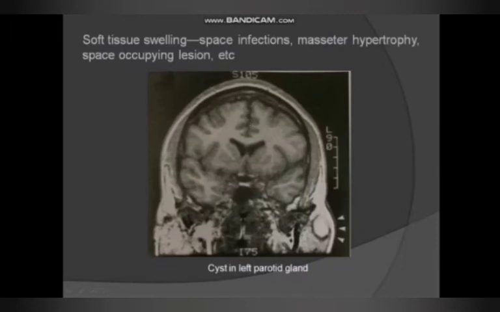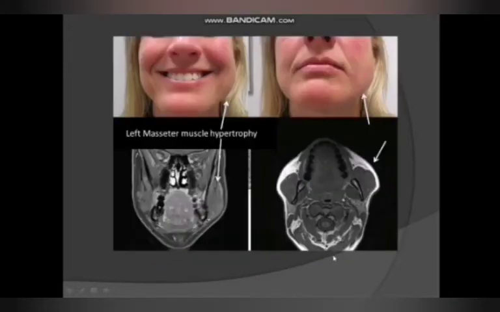The second use is soft tissue swelling. Detect soft tissue swelling, space infection, masseter hypertrophy, space occupying lesion. Like in this figure, it shows the cyst in the left parotid gland. And in this clinical view, showing hypertrophy in the left masseter muscle.